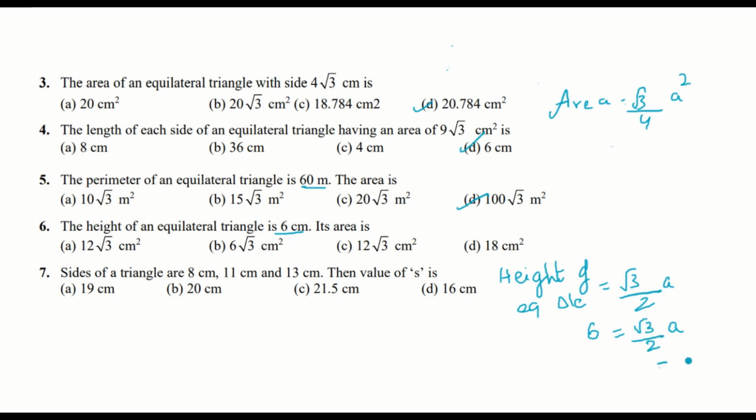Let's find a by moving this root 3 by 2 to the other side. So it's 6 2s are 12 by root 3. A is 12 by root 3. So let's substitute the given side in this and then find the area. So a is here 12 by root 3.